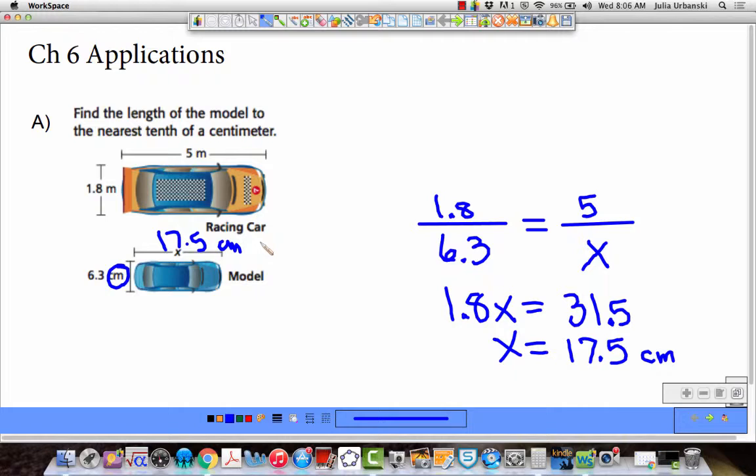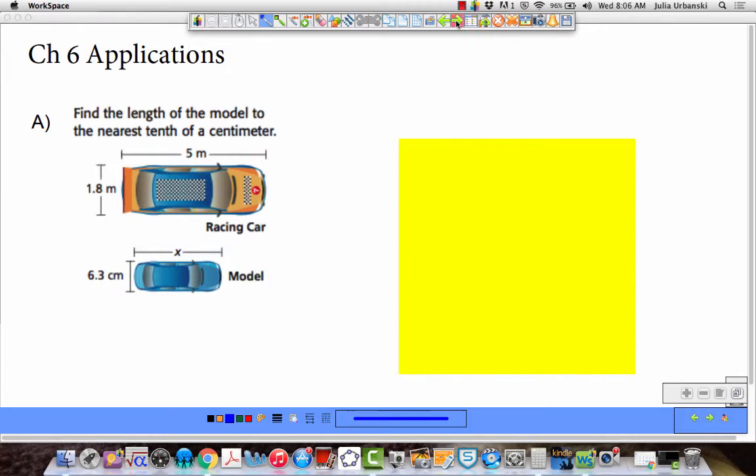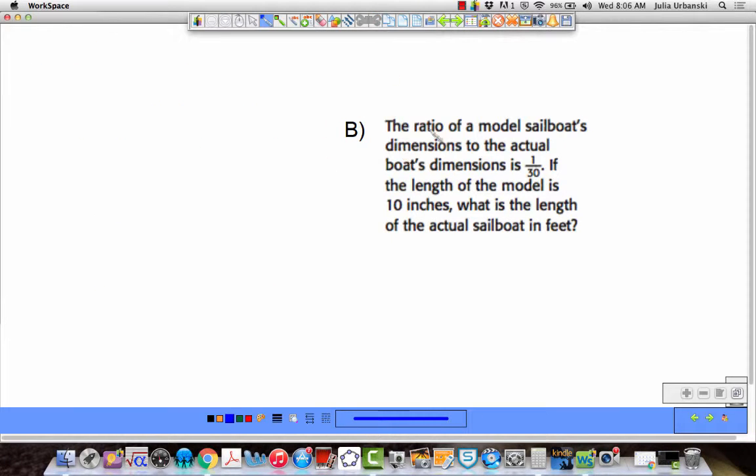Okay, look at letter B. Anyone still writing? Look at letter B. There's no picture. There's just words. But let's find the keywords. The ratio of a model sailboat dimensions to the actual boat is this. So what we're dealing with is a model boat.